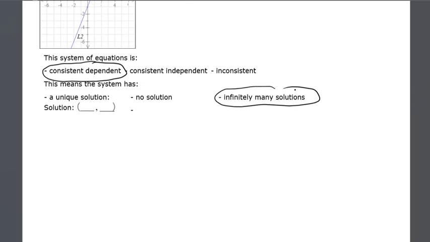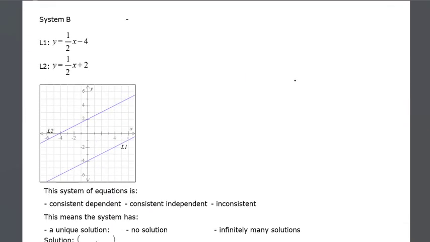Let's look at the next example. So again, they give us two equations. The first one, y equals 1/2 x minus 4. The second one is y equals 1/2 x plus 2. And they've graphed those for us. And we know that these lines are parallel because their slopes are the same and their y-intercepts are different. How many points do these lines have in common? And of course, the answer is they have no points in common.